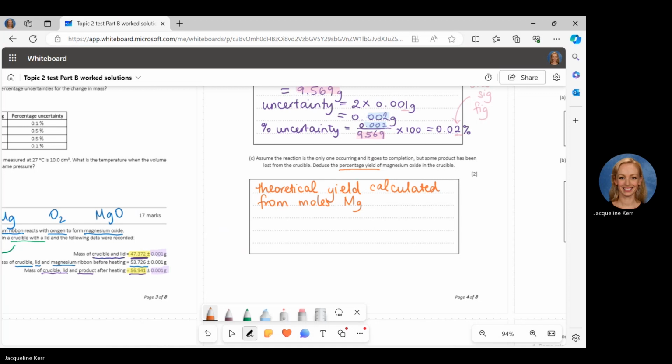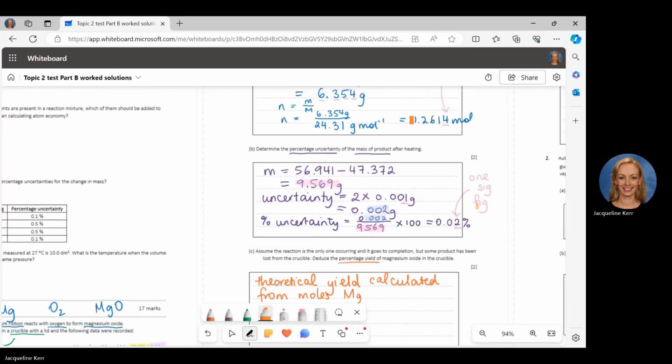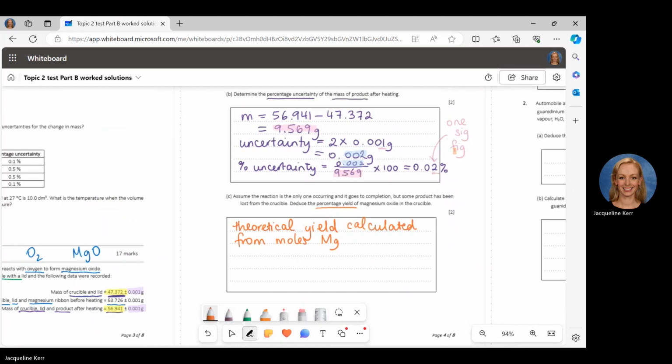If you go back up to your question up the top here, have a look there, 0.2614 moles. That was the amount of magnesium you put in the crucible before heating.